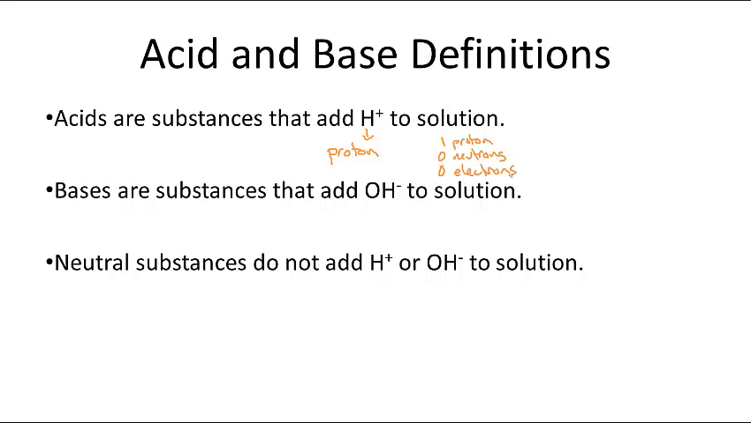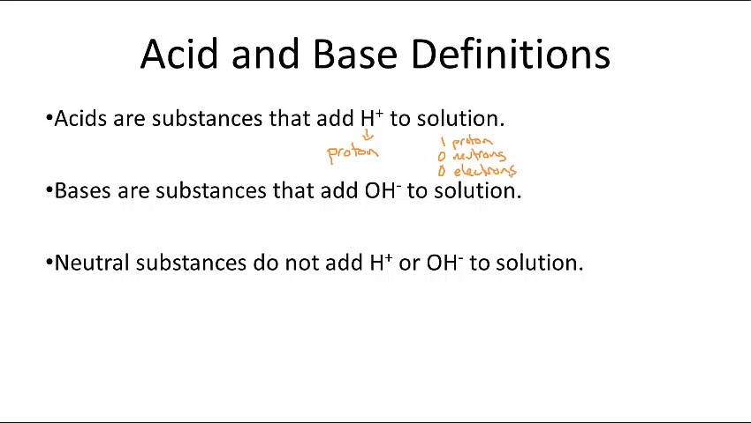So you also hear acids being called proton donors. Bases would be proton acceptors. It's because all H plus is a proton. Bases are substances that add OH minus to solution, so they increase the hydroxide concentration. Neutral substances do not add H plus or OH minus to the solution.